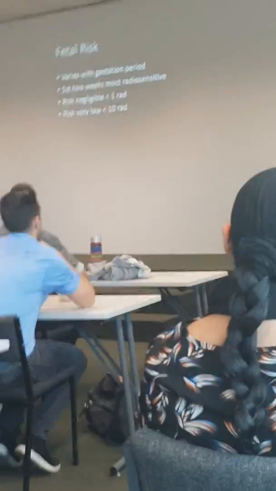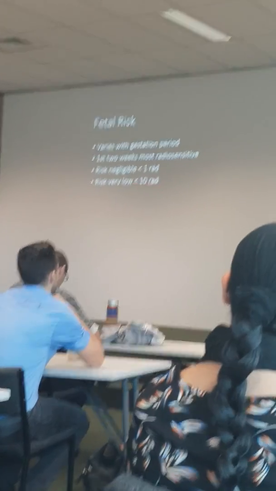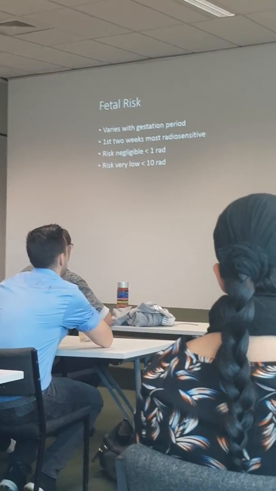Moving on to fetal risk. Obviously, young cells with high metabolic activity are going to be very radiosensitive. The first 2 weeks are the most radiosensitive, so this is where you get that all or nothing response. The fetus is either aborted or continues without any problems. You get a negligible risk at less than 1 rad, and a very low risk at less than 10 rads if you have to x-ray the patient for whatever reason.